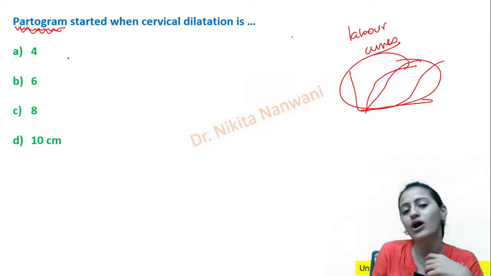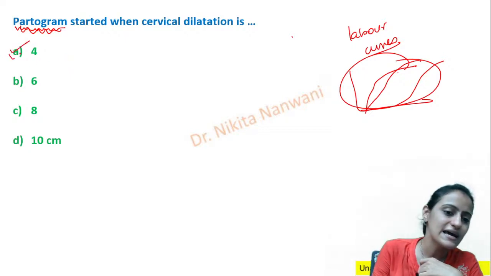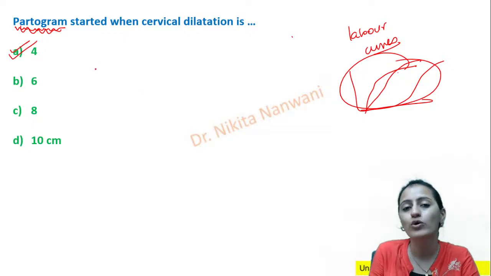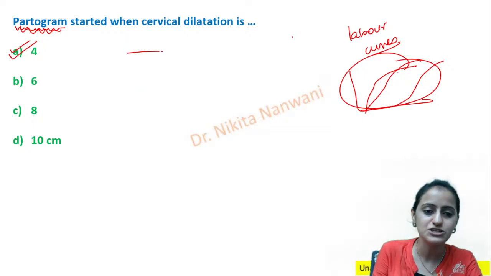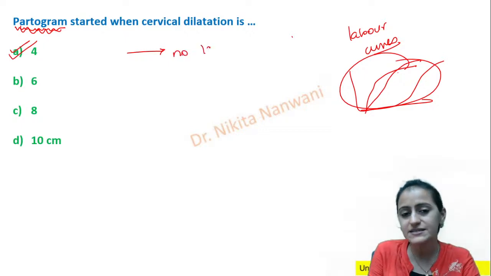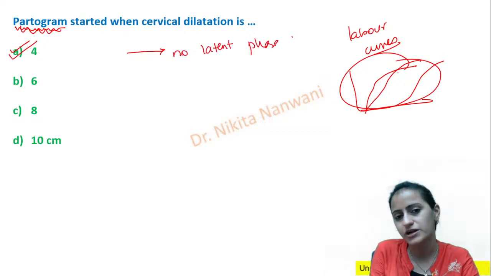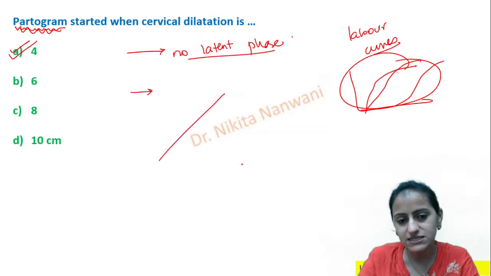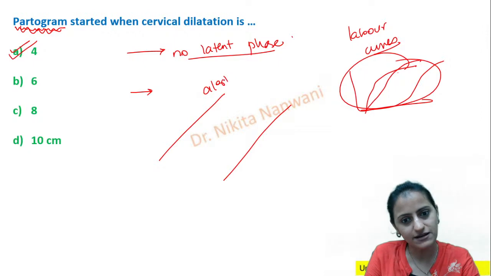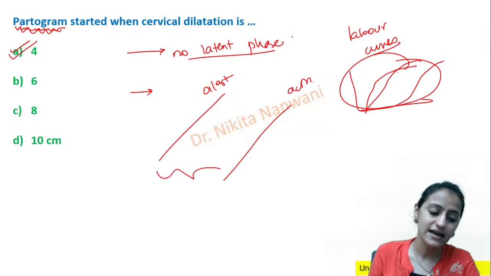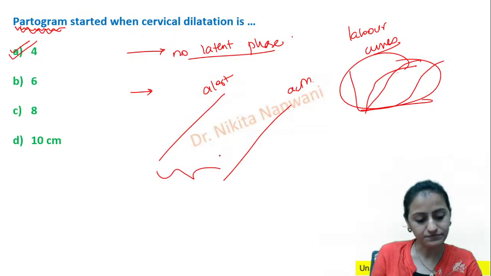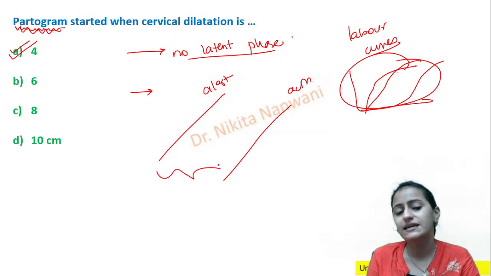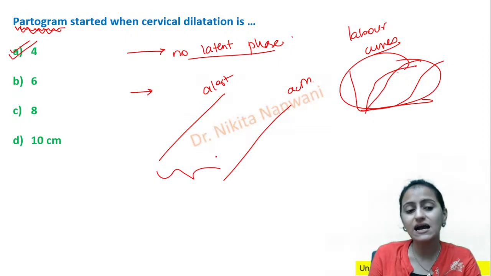So yes, in your modified WHO partogram which we use now, the cervical dilatation starts at 4 centimeters. The cervical dilatation starts at 4 centimeters. It does not have a latent phase. The modified one does not have a latent phase. Now you have the alert line, you have the action line. We will discuss in detail today at 5 o'clock. What is the gap between your alert line and action line? How much is the duration gap between alert line and action line? How many hours is the difference?